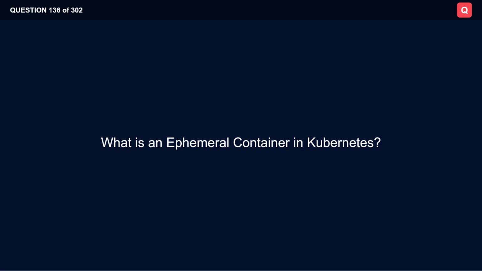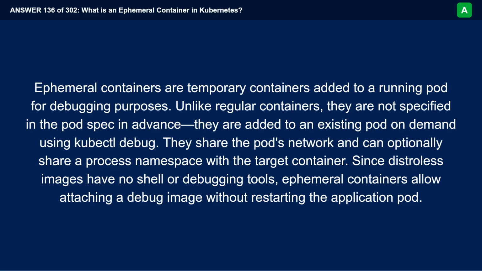What is an ephemeral container in Kubernetes? Ephemeral containers are temporary containers added to a running pod for debugging purposes. Unlike regular containers, they are not specified in the pod spec in advance. They are added to an existing pod on demand using kubectl debug. They share the pod's network and can optionally share a process namespace with the target container. Since distroless images have no shell or debugging tools, ephemeral containers allow attaching a debug image without restarting the application pod.